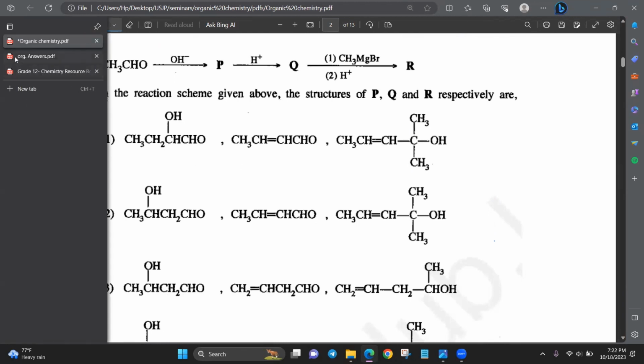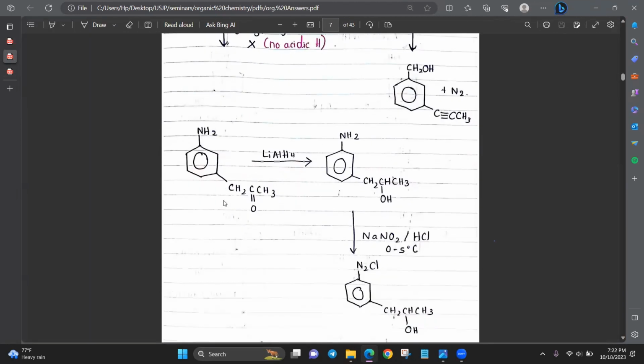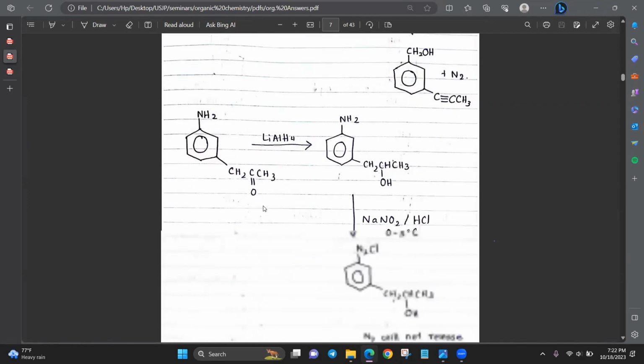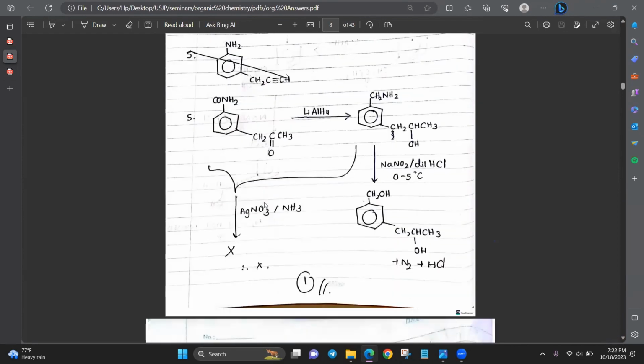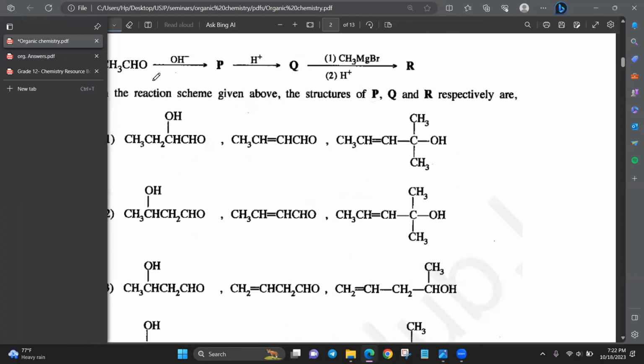Right. So let's go to the fifth question. Here I have given why the other answers are not correct. You all can go through them separately, okay? Right. So let's go to the fifth question.